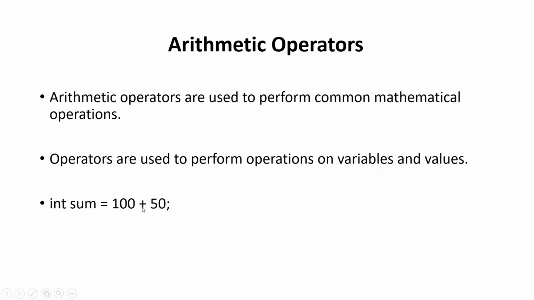And sum equal to 100 plus 50. Plus is an arithmetic operator. It is an addition, so this will add both values. That's why it's called arithmetic operators, because it's performing some mathematical operations on two values or variables.